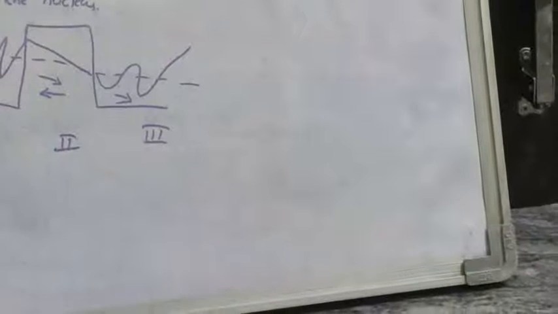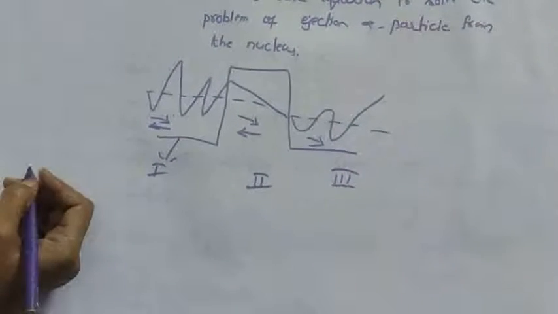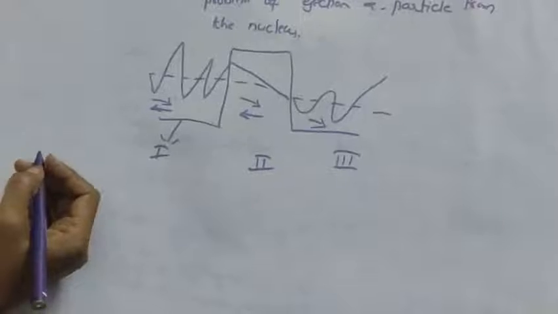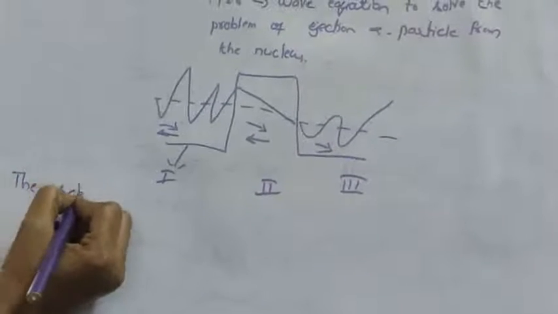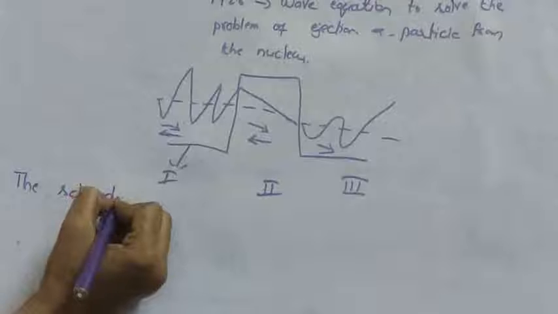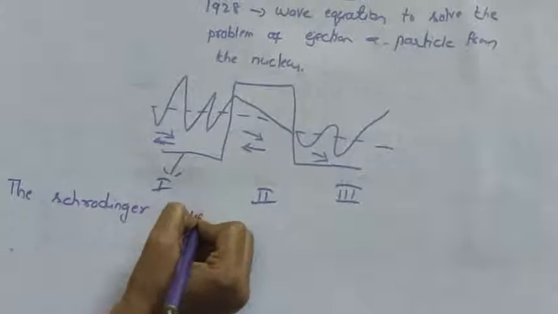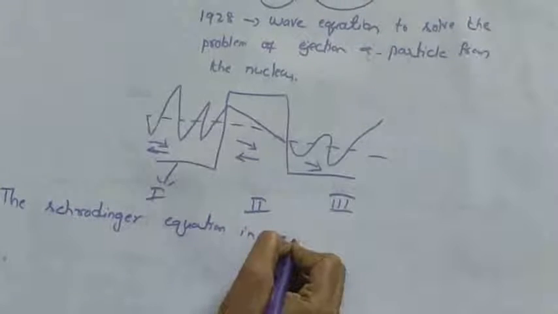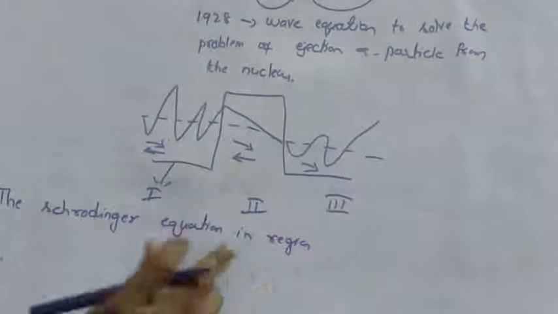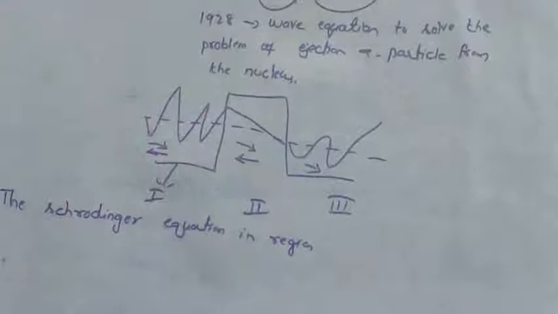Now let us consider the equation which represents the wave motion in region 1 and region 3. First, the Schrodinger equation in region 1 and 3. Why has he considered regions 1 and 3 together? Because these regions 1 and 3 are similar.